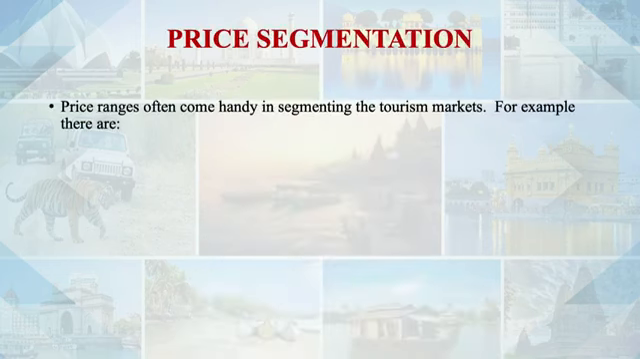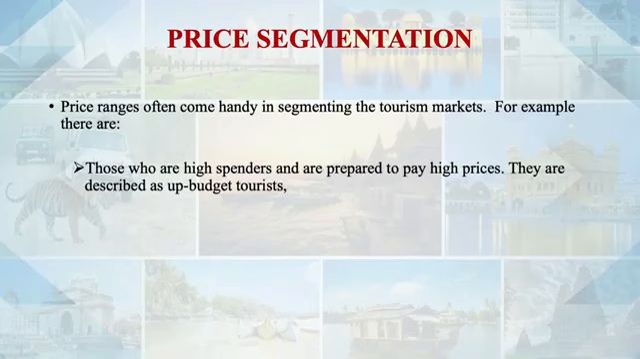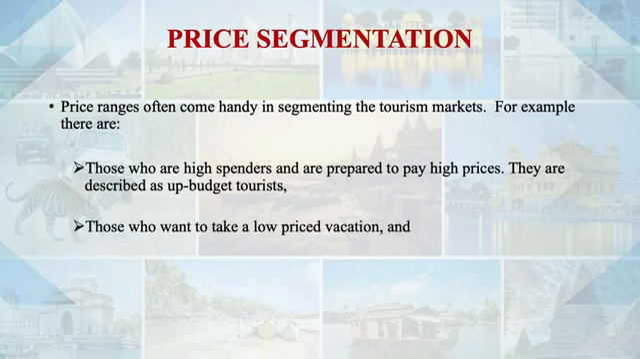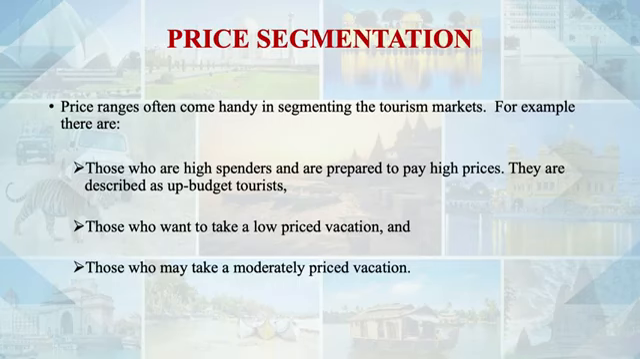The last, or the fifth major variable for segmentation, is price segmentation. Price ranges often come in handy in segmenting the tourism market. For example, there are those who are high spenders and are prepared to pay high prices. They are described as up-budget tourists. Those who want to take a low-price vacation are another category. Those who want to take a moderately priced vacation are yet another category.